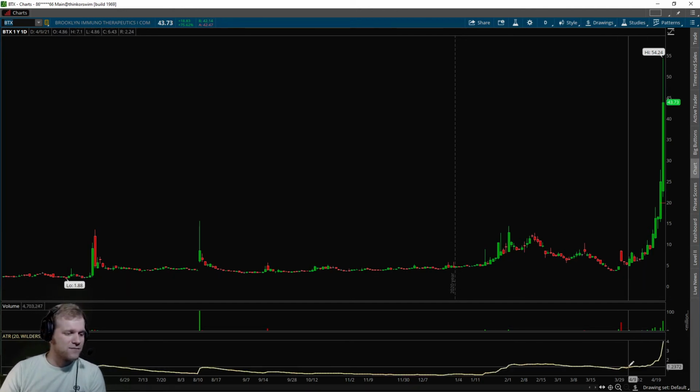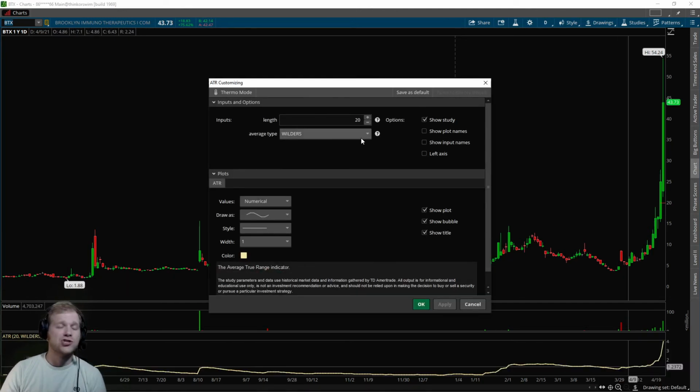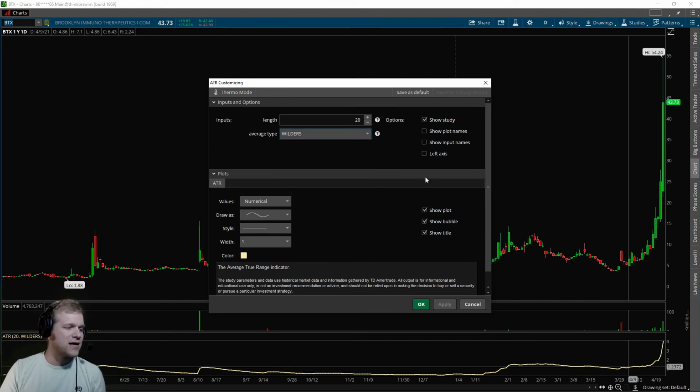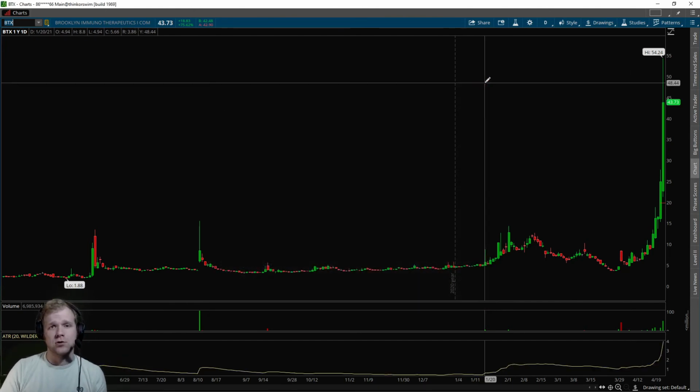Obviously, with many of these platforms, you can right-click onto them, go into the studies, and change this ATR. How many days back is it looking, or periods back is it looking? What kind of average are we talking about? Are we just talking about the simple average between the high and the low over the last 20 days? What about a weighted? All different kinds that you can find out there and customize what they look like.